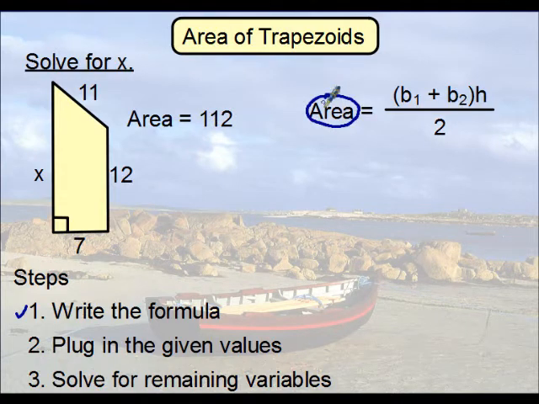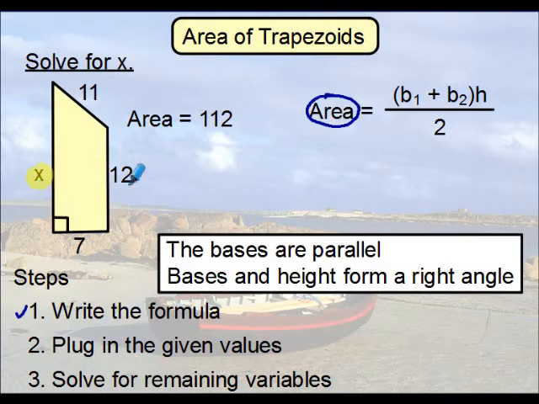Your two bases, remember, are parallel to one another. That's this side and this side. So those are the two that you will be keying on to go in the parentheses. Now remember that the bases and the height form a right angle. And here's your right angle, which means that you're not going to be using 11. 7 is what's going to go right here. So in this particular case, we don't have a use for 11.